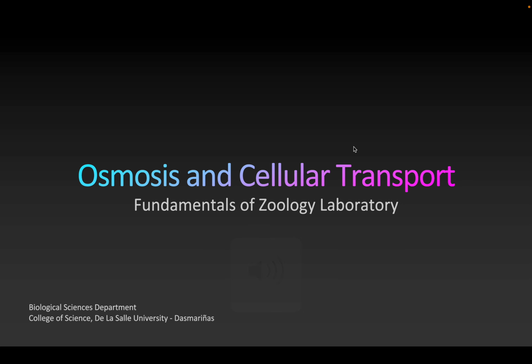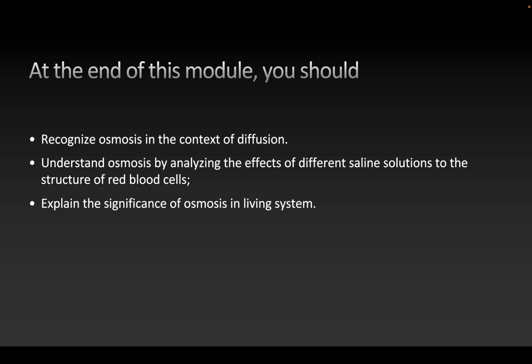This recorded session is dedicated to our pre-lab discussion for our module on osmosis and cellular transport. We're going to incorporate our discussion so far with regards to the chemical composition of the cell, particularly the biochemistry of the cell membrane. So at the end of the module, there are three learning objectives that we aim to achieve.